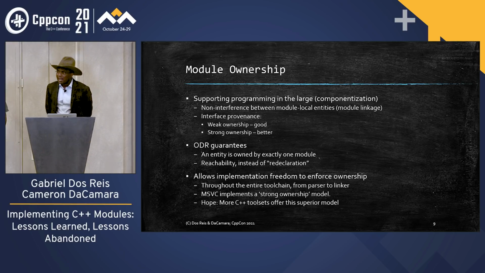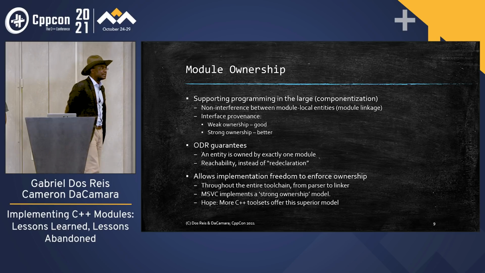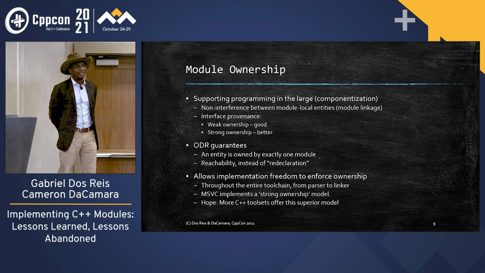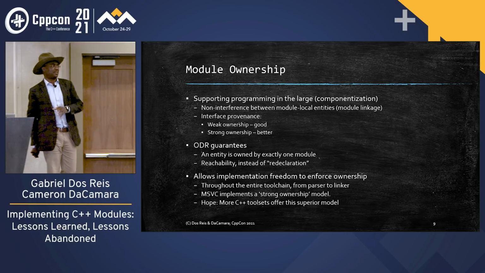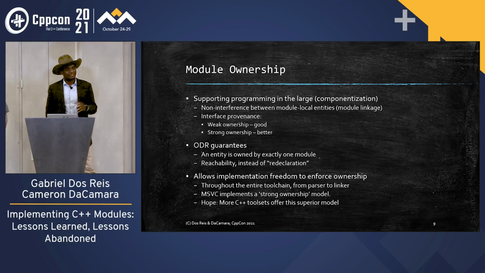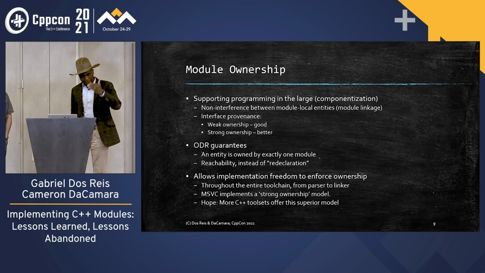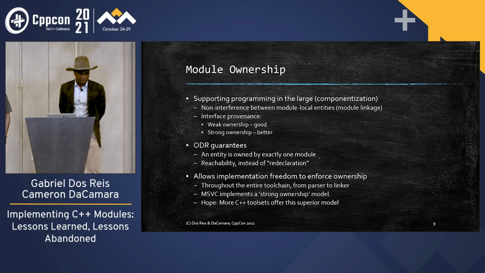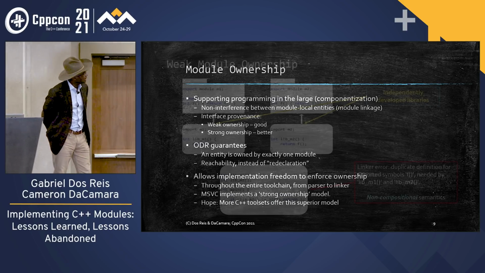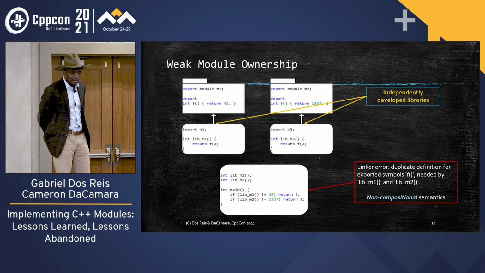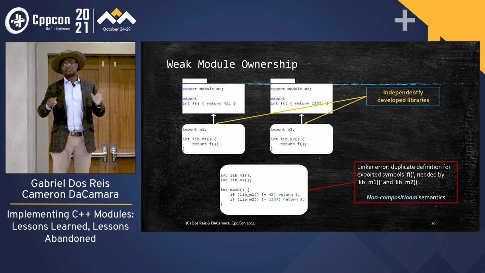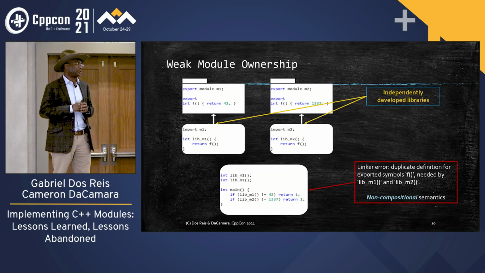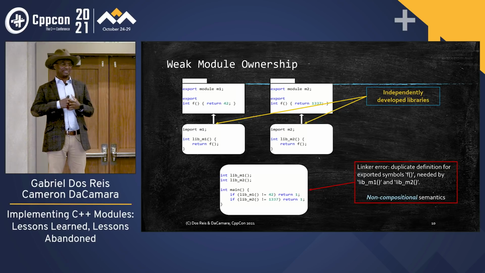And because now we have the vocabulary to describe those things, the C++ toolsets can now track the provenance through the entire thing, from the parser to the linker, and even to the runtime, when doing dynamic loading, right? So I'm going to show you an example of a situation where you have the notion of weak module ownership, where the compiler is not actually doing a great job.